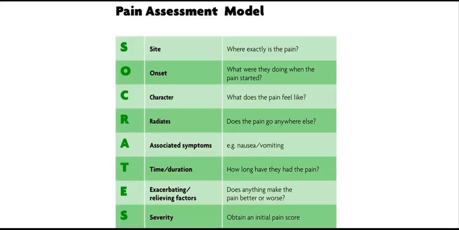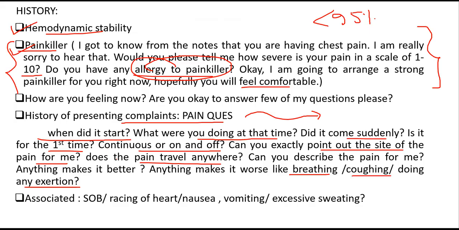What we are mainly doing here is a SOCRATES pain questionnaire. In SOCRATES, we need to ask about the site of the pain, onset, so when did it start, character, so how does it feel, radiation, does the pain go anywhere, then associated symptoms, which we will do now, time, so how long you have had the pain, anything that makes it better, anything that makes it worse, and then the severity, which we ask first. The SOCRATES questions are the same for every pain-related case, so just make sure you remember it.